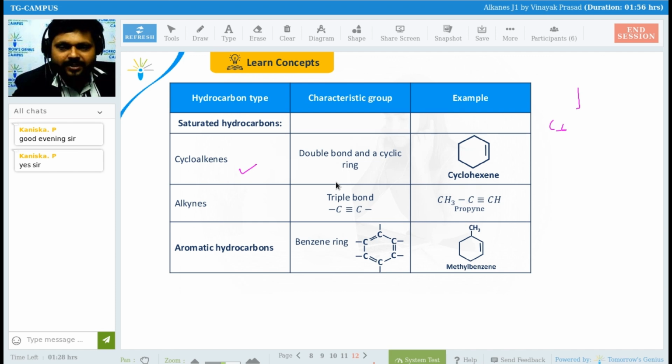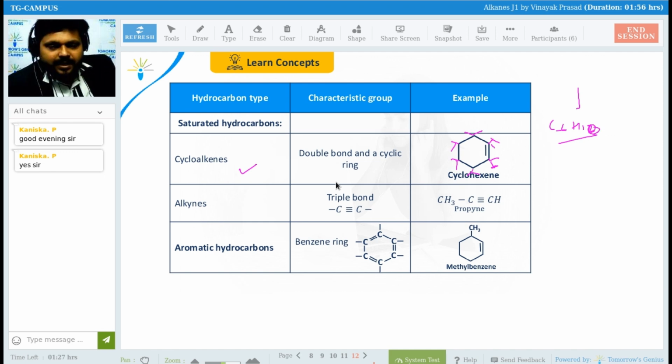How many hydrogens should be there? See here, 2 should be there on each carbon, right? So the total number of hydrogens should be C6H12, right? But we have formed one double bond. So here we have to subtract these 2 hydrogens, right? So C6H10 will be the formula for this.